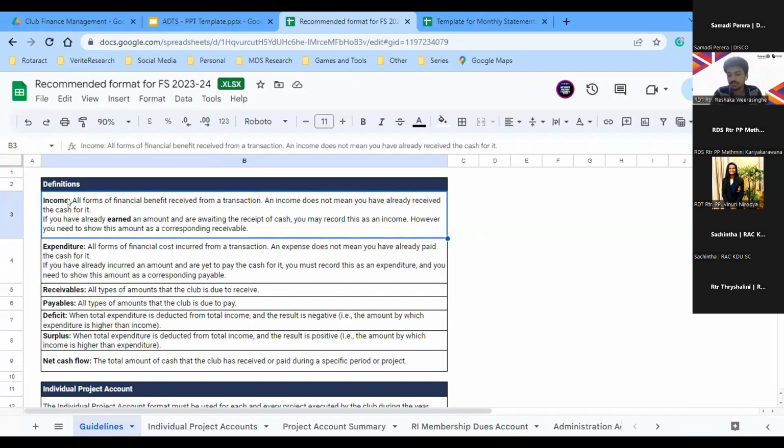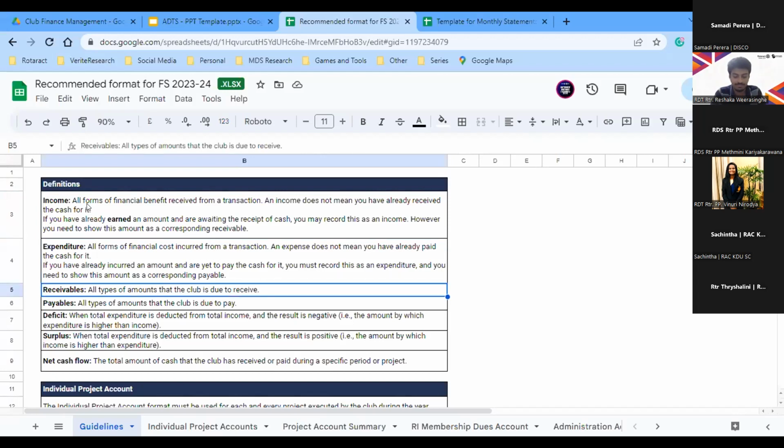I'm pretty sure you know what income is. It's all forms of financial benefit received from a transaction. In the case of Rotaract, it could be donations, sponsorships, etc. So that's your income. When it comes to expenditure, if you have a project, depending on the project, it could be buying food, buying drinks, buying decorative materials, and so on. Those are your expenses.